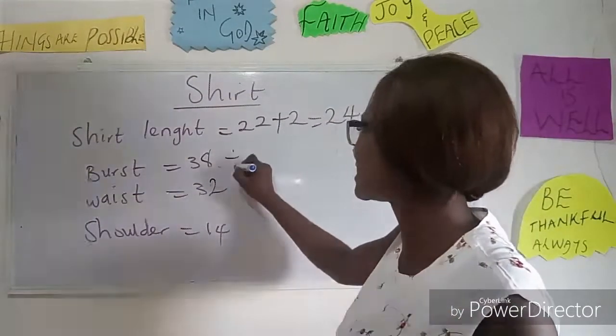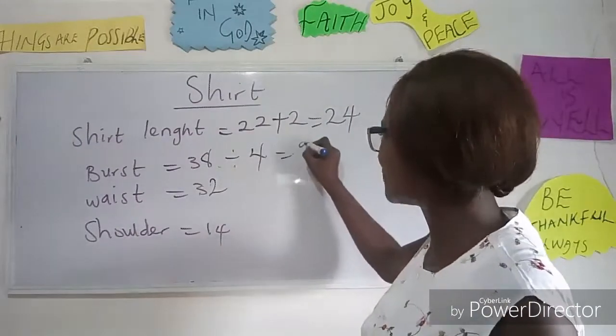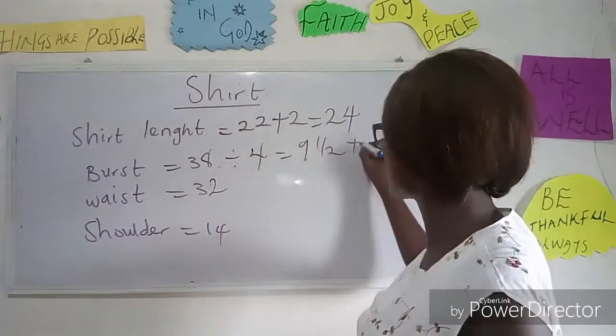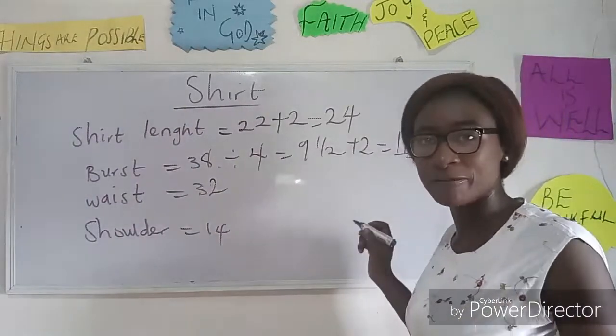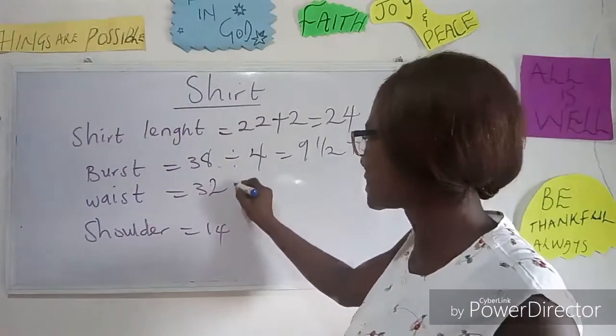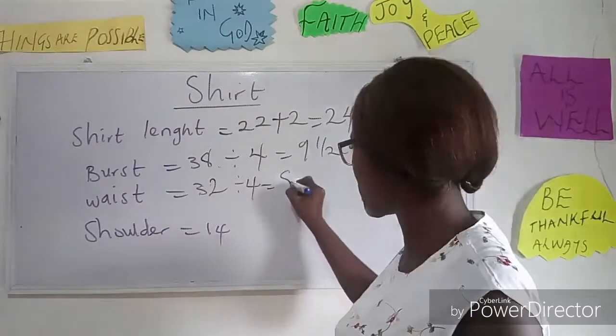So 38 divided by 4, we have 9.5 inches plus 2 inches for our sewing allowance. We have 11.5 inches. So our waist divided by 4, we have 8 inches.